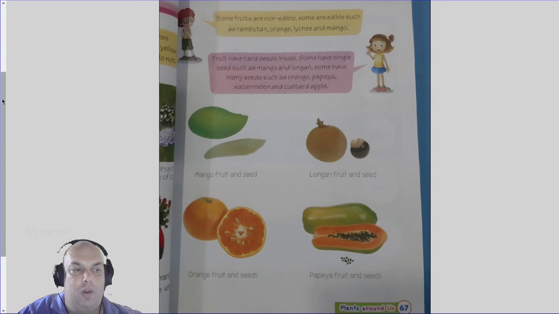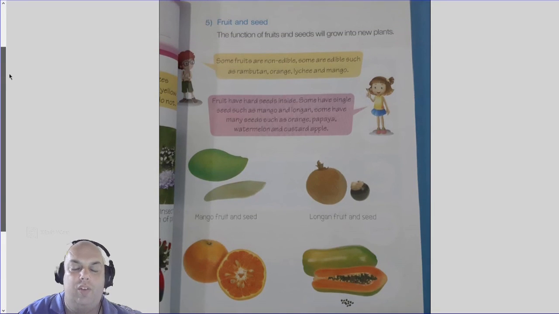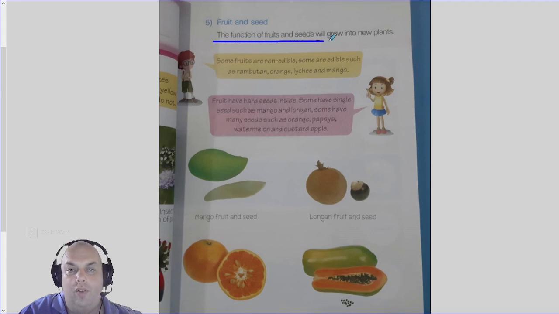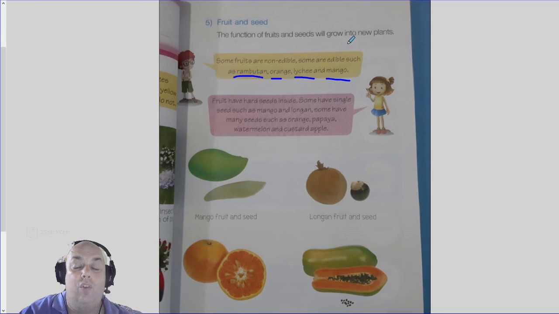Okay, the last part we're going to look at are the fruit and seed. So what do the fruits and seeds do? The function of fruits and seeds is to grow into new plants. Now some fruits are not edible, yes, we cannot eat all fruits, but some are edible, such as rambutan, orange, lychee, and mangoes. Those are some fruits that we can eat. There are many, many more fruits that we can eat.